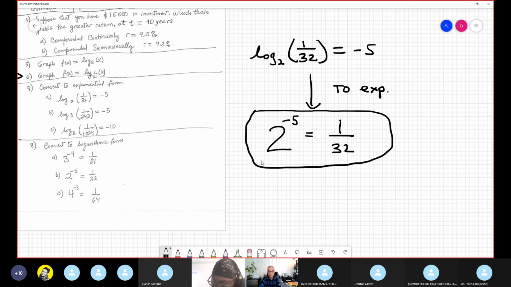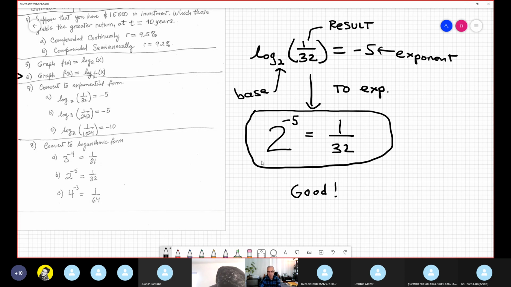Okay. Remember, this is the base. This is the exponent. And this is the result, the result of the hypothetical exponential statement. Good? Good or not good? Okay, answer me. Good or not good? It's all good. Okay.